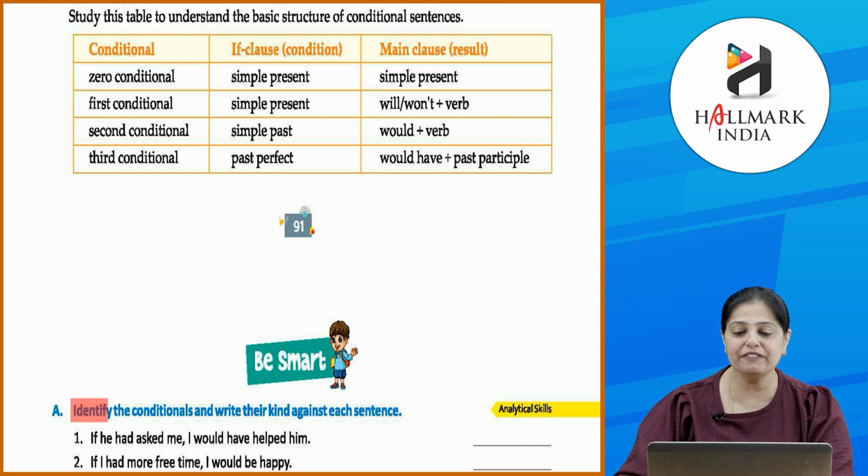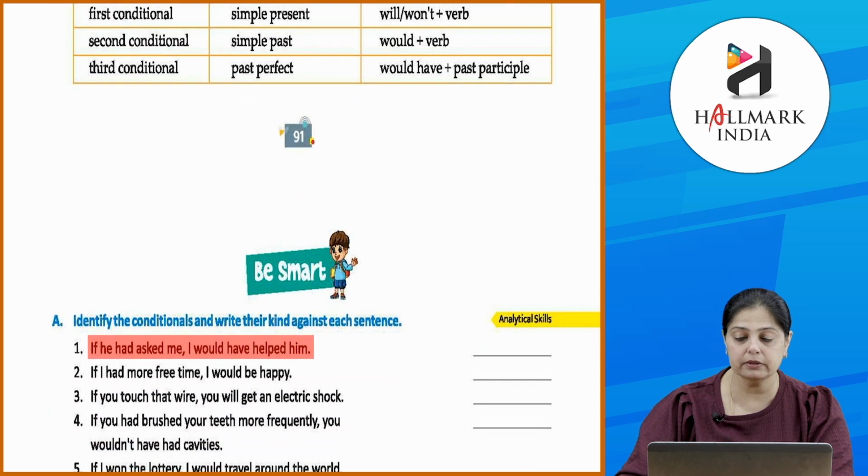Chalo, identify the conditionals and write their kind against each sentence. If he had asked me, I would have helped him. Okay, so if he had asked me, I would have helped him. So what is this? This is conditional type 2. Okay, but I won't ask. Okay, clear? But I won't help.